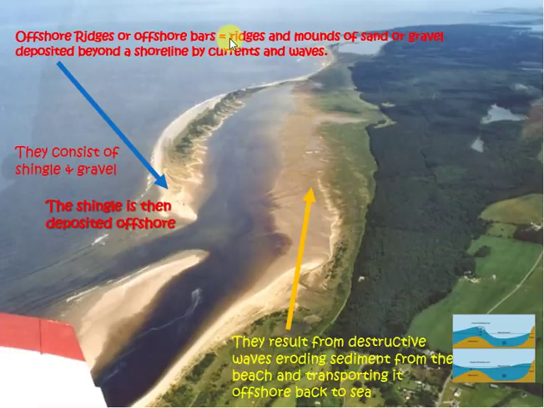Definition of one, right, this where there's space to do so. It's a ridge or mound of sand or gravel deposited beyond the shoreline by currents and waves. So how do they form? Well, they form because of destructive waves.